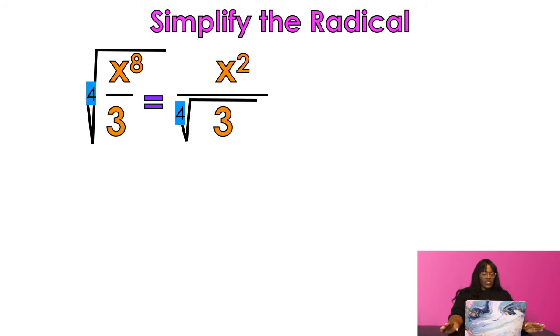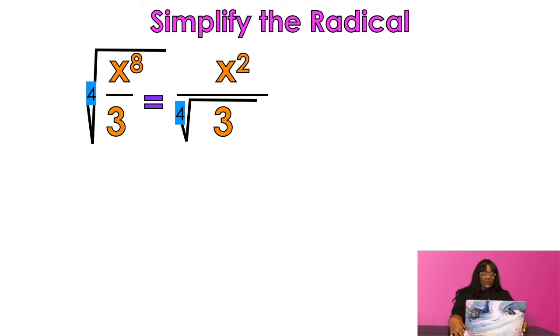I hope I didn't lose you out there. On the top, there were 8 x's, and if I circle groups of 4, there are 2 groups of 4, so x squared. On the bottom, fourth root of 3. But I can't have radicals on the bottom, so I have to multiply the top and the bottom by the fourth root of 3.